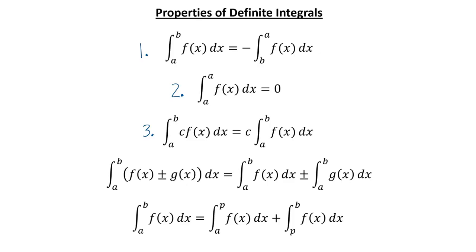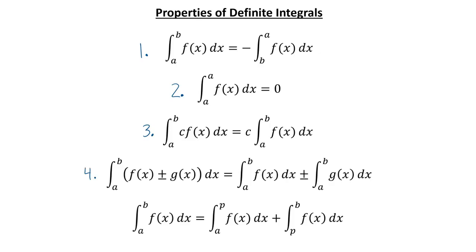Look at number 3. This says the integral from a to b of c times f of x dx is the same thing as c times the integral from a to b of f of x dx. And this harkens back to our derivative rule. Remember when we were finding derivatives of functions multiplied by constants? We could always pull the constant out in front of the derivative. Well, we can do the same thing when we're working with definite integrals. If we have the integral of a function multiplied by a constant, that's the same thing as pulling the constant out in front of the integral.